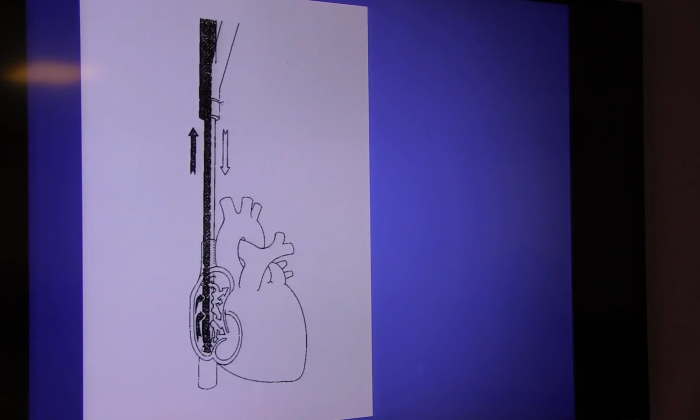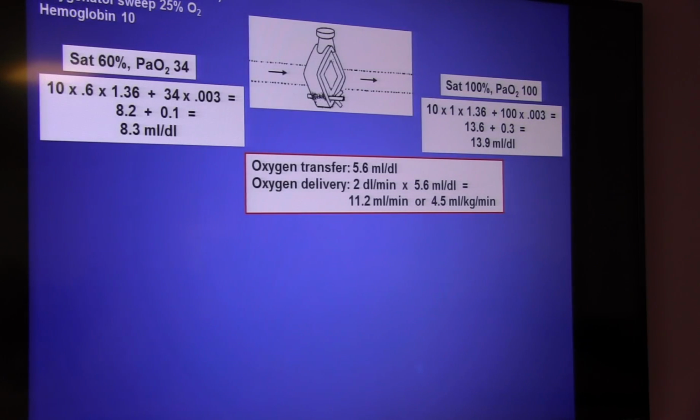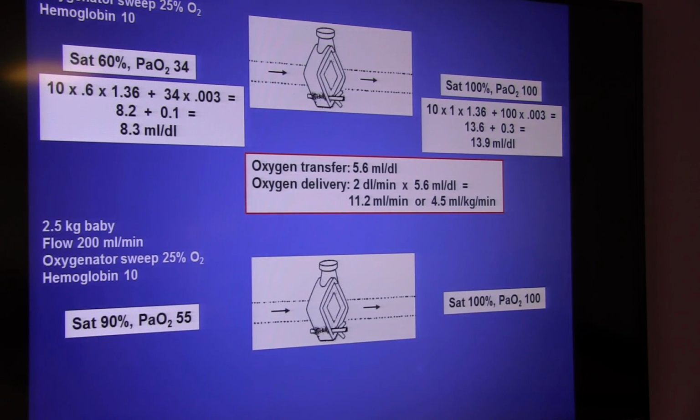All right, so let's talk a little bit about VV. I know we haven't had our VV talk yet, but now you have a 2.5-kilo baby who's on the same flow. You have your same FiO2 and your oxygen sweep and your same hemoglobin. This is VA, so now we're down here on VV. So what's the big difference with VV? You're going to have some recirculation.